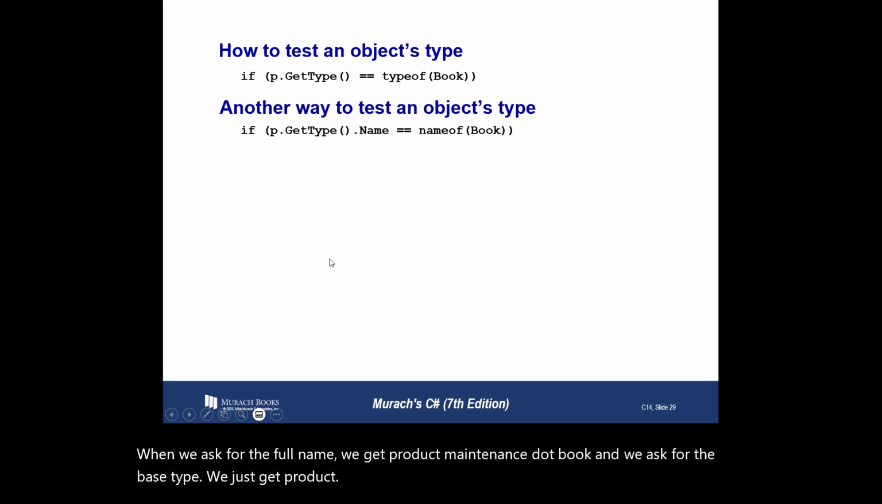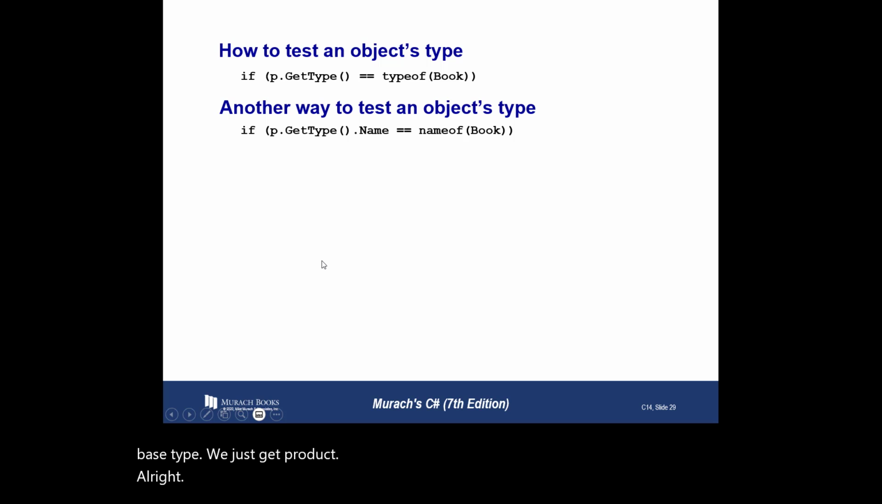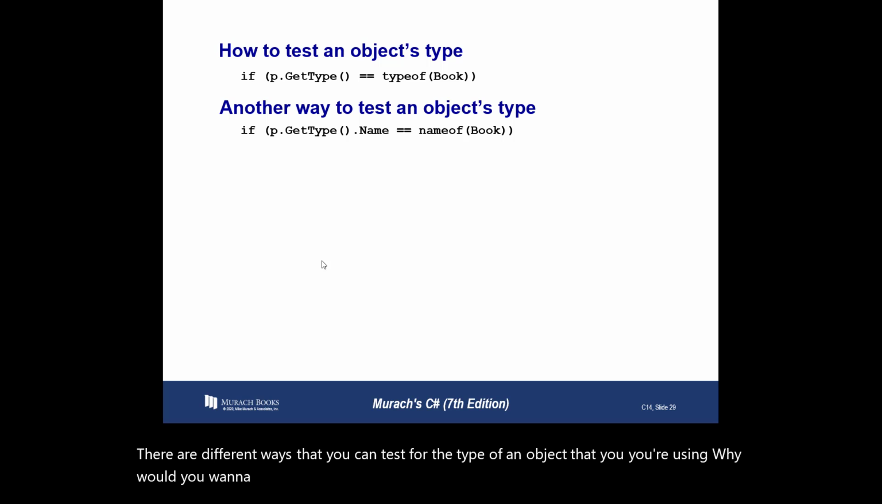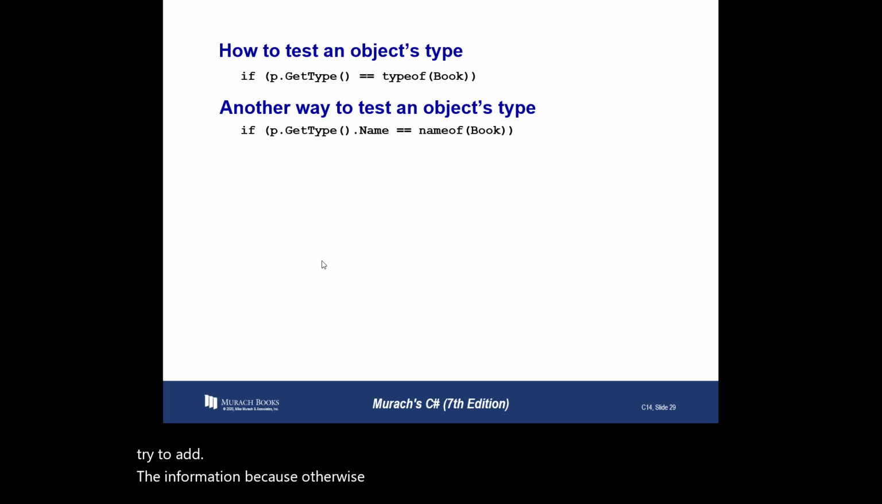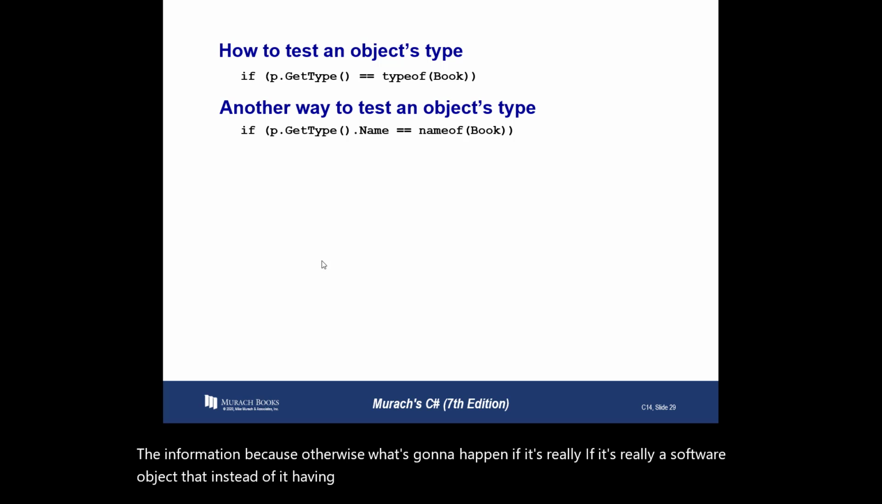All right. There are different ways that you can test for the type of an object that you're using. Why would you want to do that? Well, I might want to make sure first that it is a book object before I try to add the information, because otherwise, if it's really a software object, instead of it having an author of a certain name, that author's name will become the version. Probably, in fact, for sure, not what you'd want.